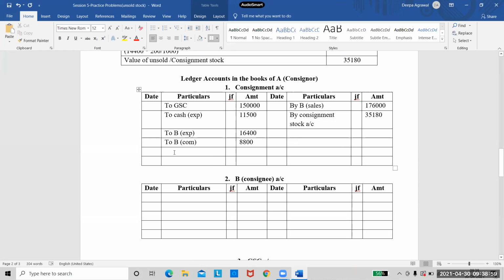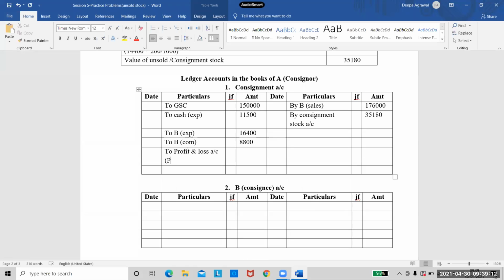Our next step is to calculate the profit or loss. So the credit side appears to be more. So that means we will have a profit. So come to the debit side, write the entry as to profit and loss account. In brackets, put it as profit and calculate the profit and tell me one of you. And then both the sides we need to put the totals. So let me calculate the total. 1,76,000 plus 35,180. So the total is 2,11,180.